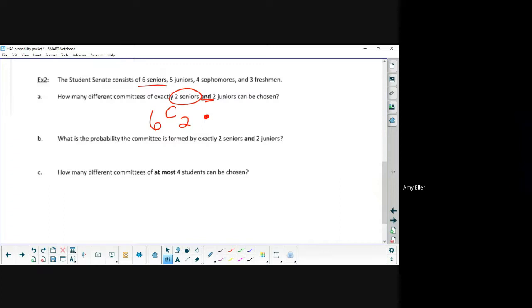2. And there's also a number of ways to pick the juniors. Here's how many. There are 5 juniors, and I'm going to choose 2. Order does not matter. They're just on the committee. Abby, let me know what you get. Did you guys get 300? I wonder what you typed. Choose 2 times 5.